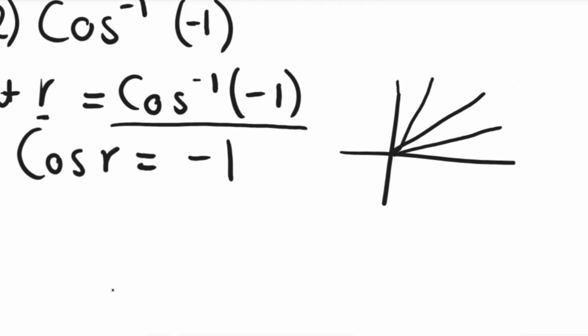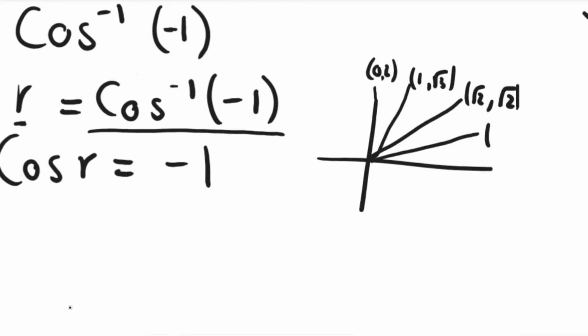And you have the values here as your 0, 2, and then you have your 1, square root of 3, and then you have your square root of 2, square root of 2, and then you have your square root of 3, and you have your square root of 3, 1, and then you have your 2, 0 there.